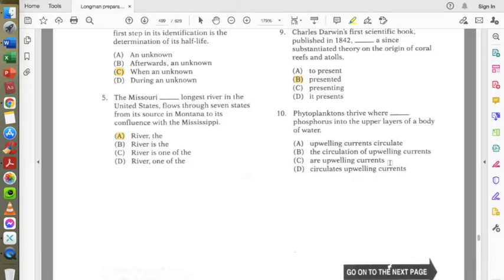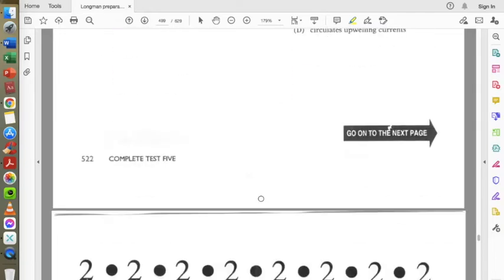Where the circulation of upwelling currents phosphorus, we need a verb there, that's incorrect. C, where are, we never follow where with a verb. And D, where circulates upwelling, nope, we need a subject and then a verb to have our clause following where. Upwelling currents, we've got our gerund subject, and then they circulate this object phosphorus into the upper layers.